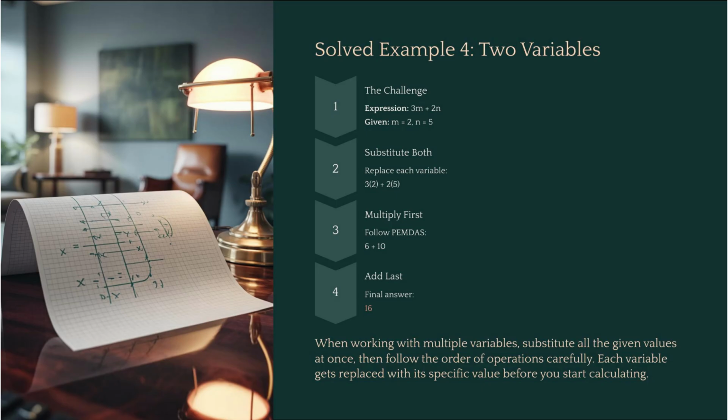When you have an expression with 2 variables, like 3m plus 2n, you substitute both of the given values. Let m equal 2 and n equal 5. Substitute 3 times 2 plus 2 times 5. Multiplication comes first for both terms. 3 times 2 is 6, and 2 times 5 is 10. Then add the results. 6 plus 10 is 16.